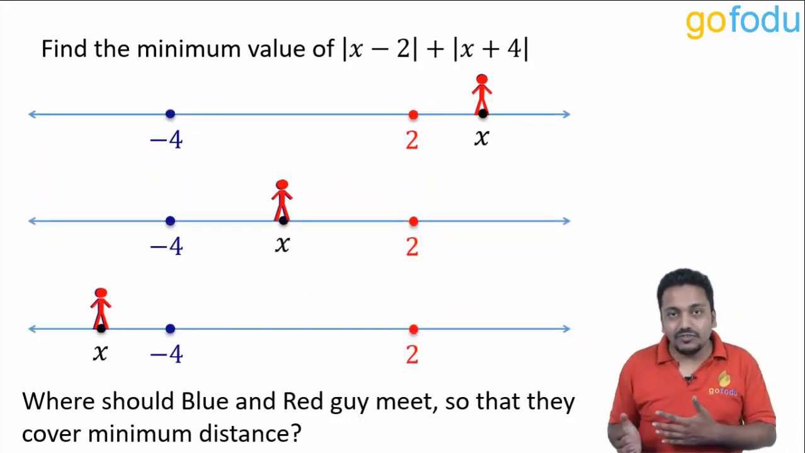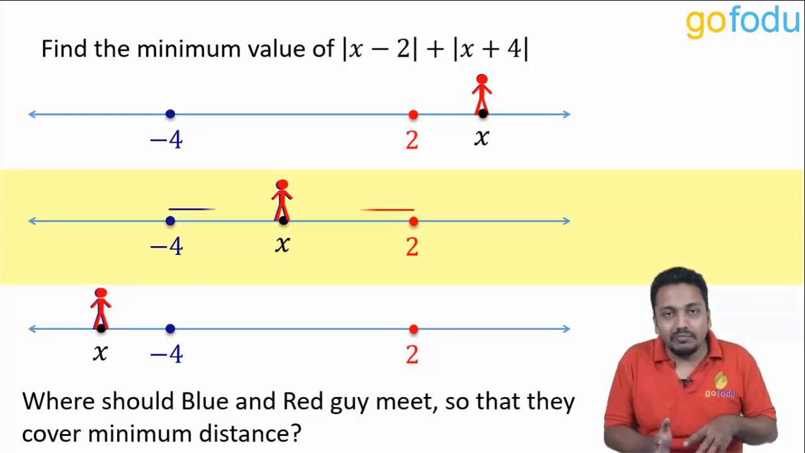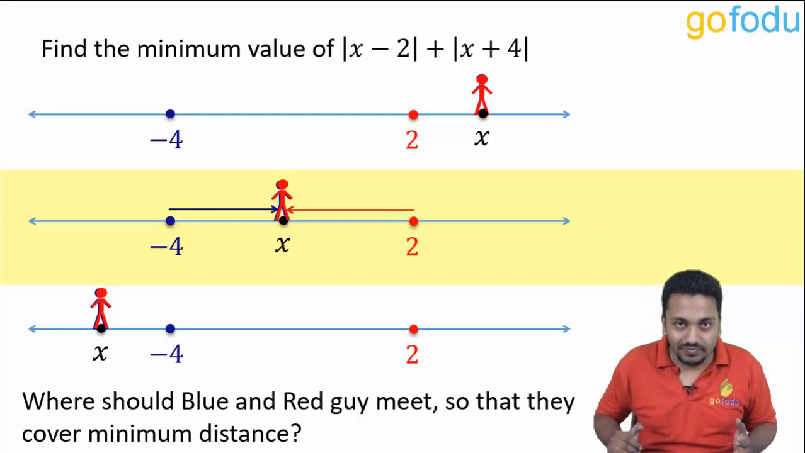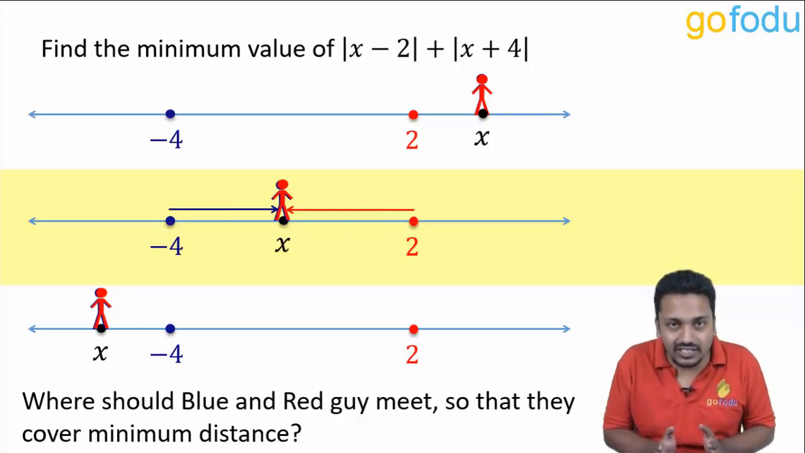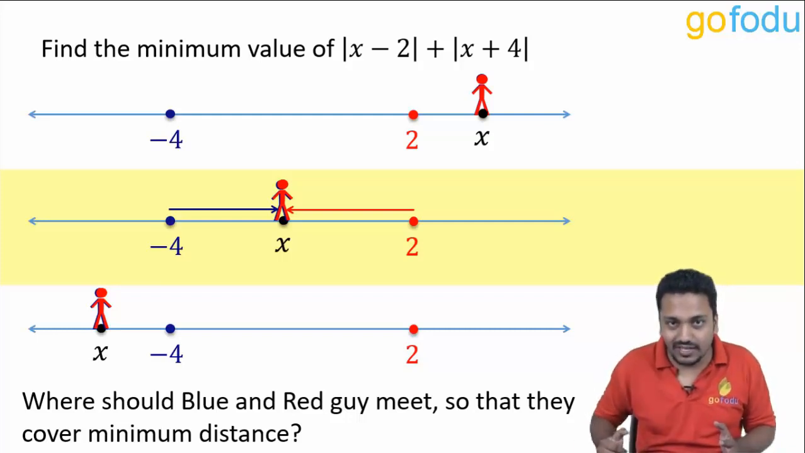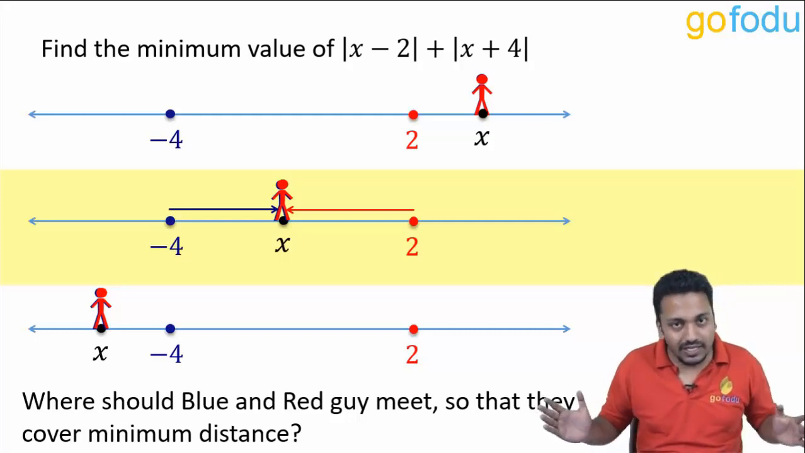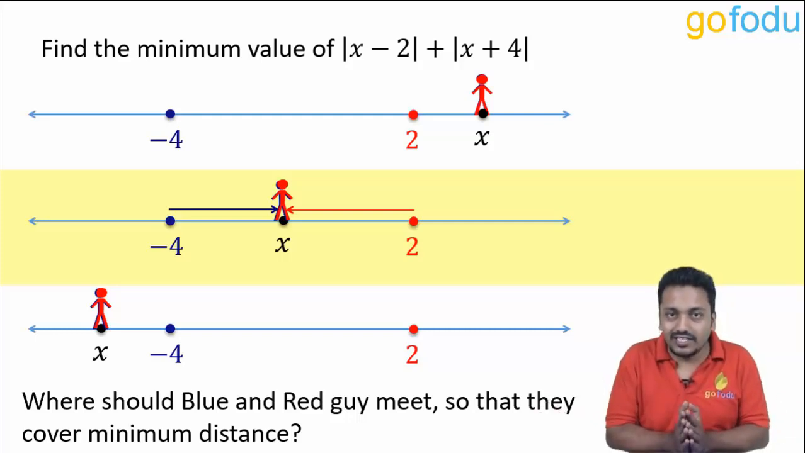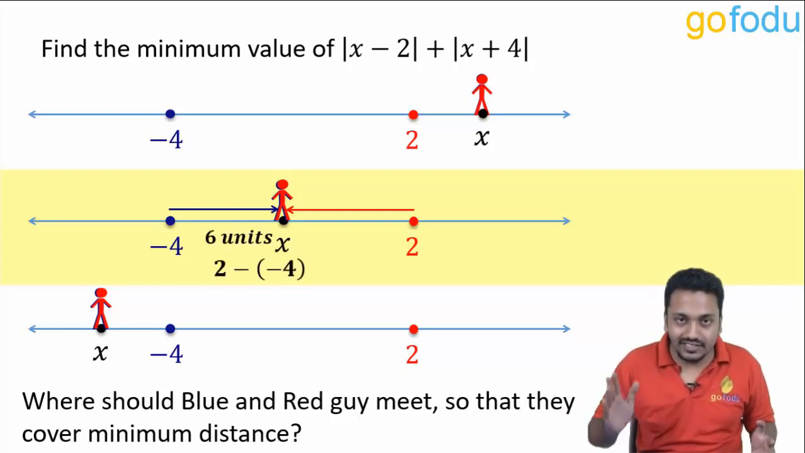Starting with the second case first, when they both meet somewhere between minus 4 and 2. Total distance covered is nothing but the sum of their individual distances, that is the blue arrow plus the red arrow. That is nothing but the distance from minus 4 to 2. We can simply subtract these coordinates to find the distance. 2 minus minus 4, that is 6 units.